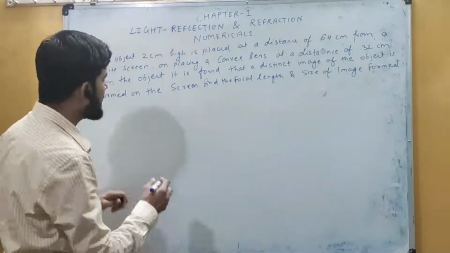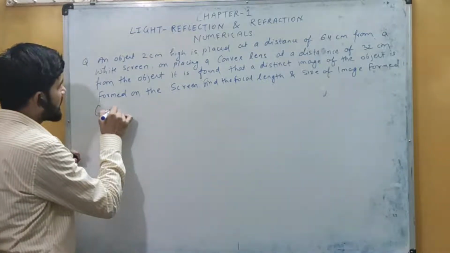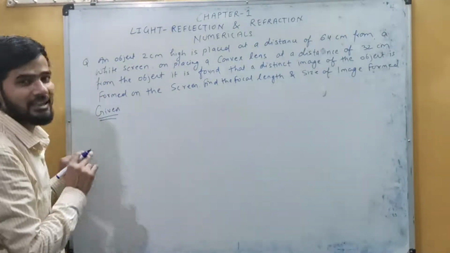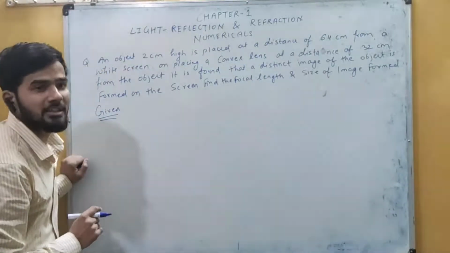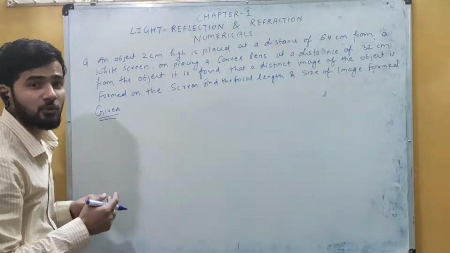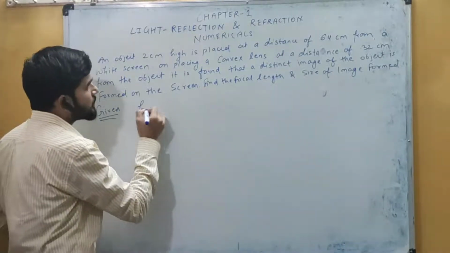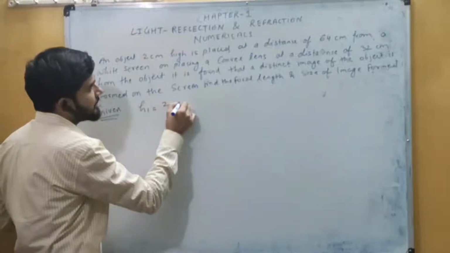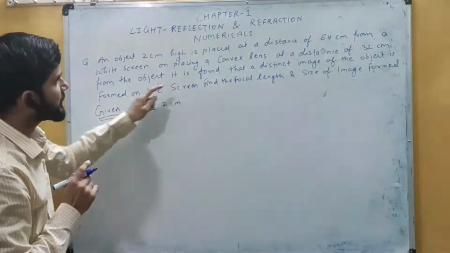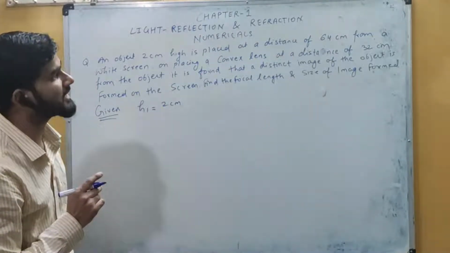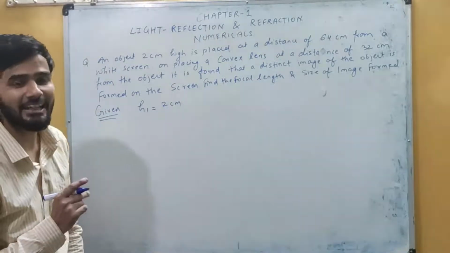So first of all, what we will do, we will write the given values. Let us read it again. An object 2 centimeter high means the height of object is 2 centimeter and that is represented by h1. h1 is equal to 2 centimeter and object height is always positive. Is placed at a distance of 64 centimeter from a white screen.